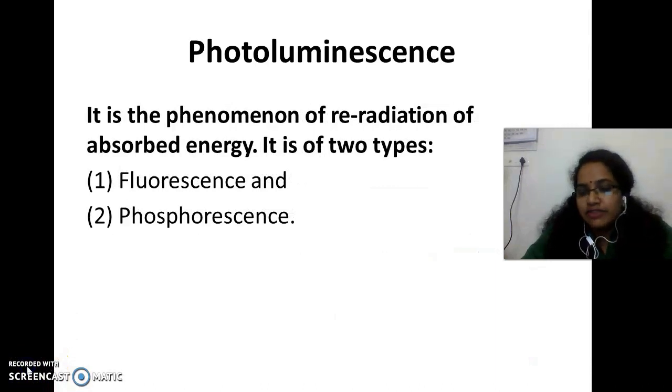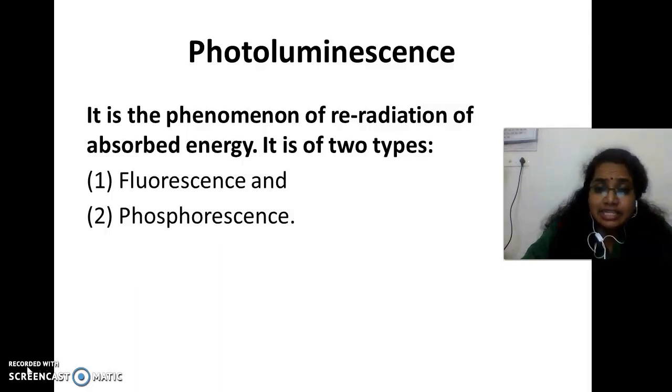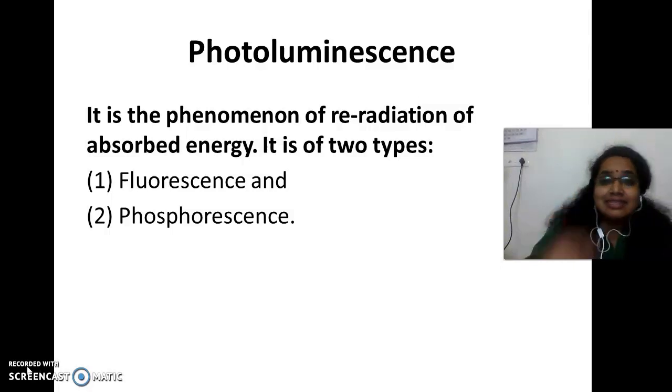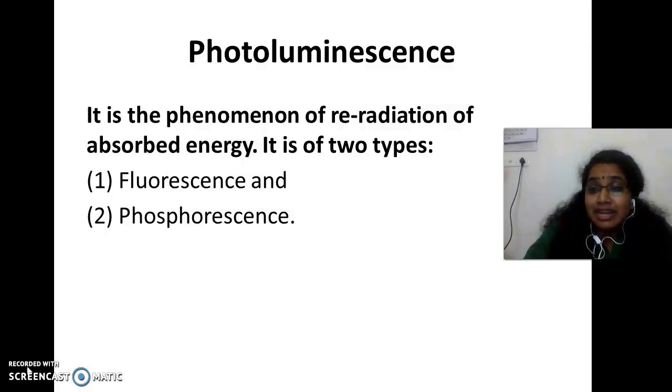So the next question which comes to mind is how these accessory pigments transfer light to the chlorophyll A molecule or reaction center, since they are all absorbing the same sunlight but of different wavelengths. The accessory pigments absorb light of shorter wavelength and emit light of longer wavelength, and this process is by photoluminescence. It is the phenomenon of re-radiation of absorbed energy, and photoluminescence is of two types, fluorescence and phosphorescence.